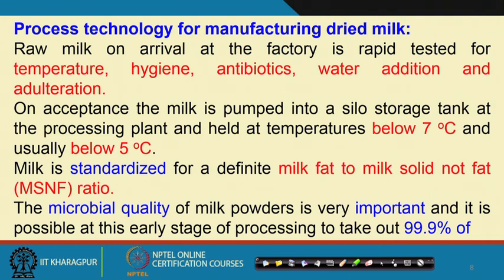Then comes the microbial quality of the milk. This you can check with microbial analysis, that is, the microbial load of the milk powder. The microbial quality of the milk powder is very important, and at this early stage of processing it is possible to take out 99.9% of the microbial load. That is possible not by heating, because heating is a very costly process.